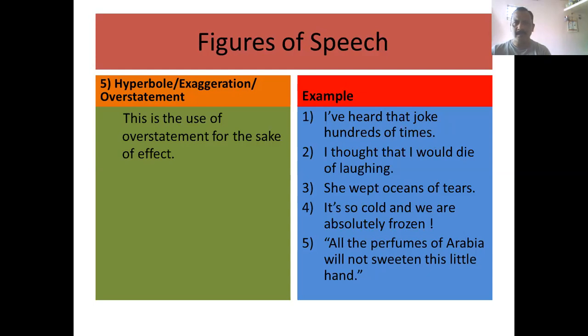So overstatement, hyperbole, or exaggeration is such kind of thing. This is the use of overstatement for the sake of effect. Why does the poet use the hyperbole here? To make an effect on the readers, such a figure of speech is used there.